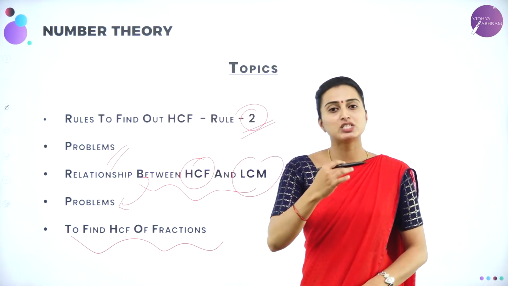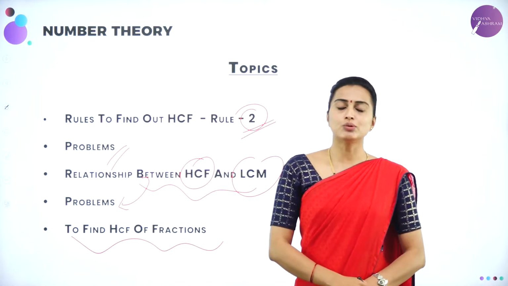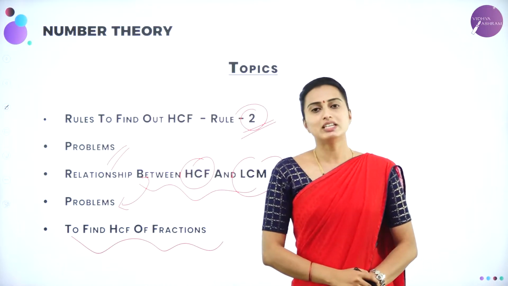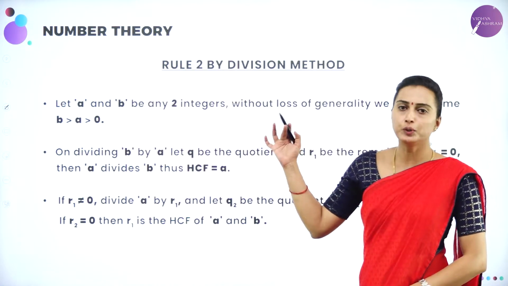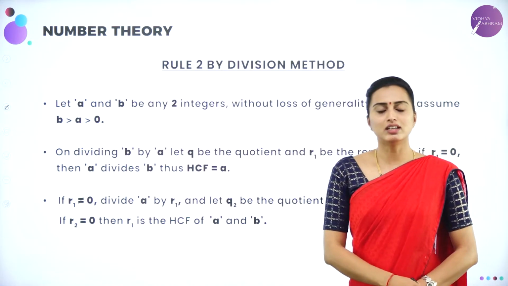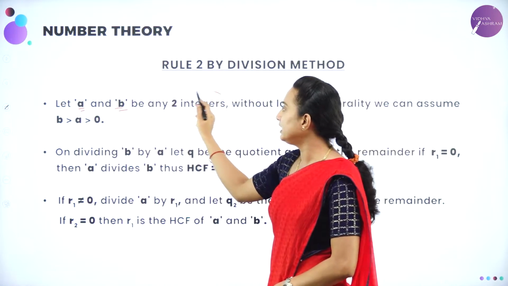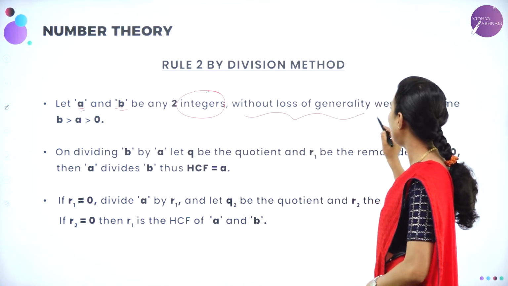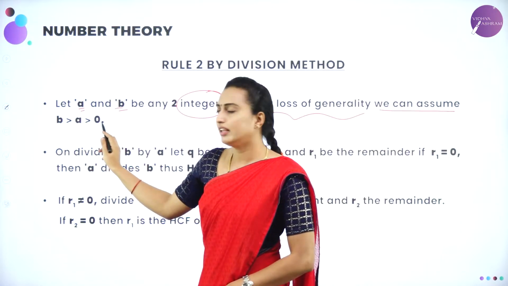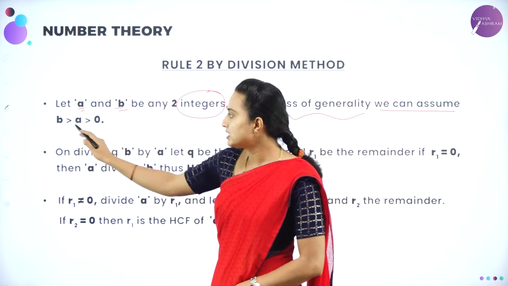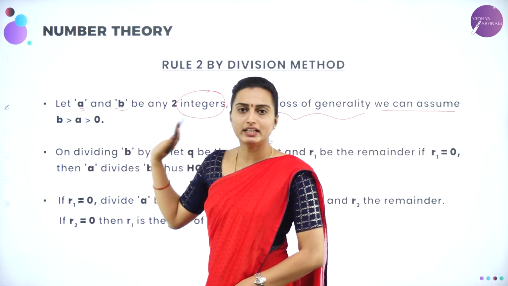That means, what is the procedure you are going to follow for rule 2. Dear students, rule 2 is also known as the division method. Rule 1 is known as the factorization method. Now let us look into the rule 2 procedure. I am going to take the numbers A and B here. Let A and B be any two integers. Without loss of generality, we can assume that A will be lesser than B and greater than 0. Otherwise, B will be lesser than A and greater than 0.